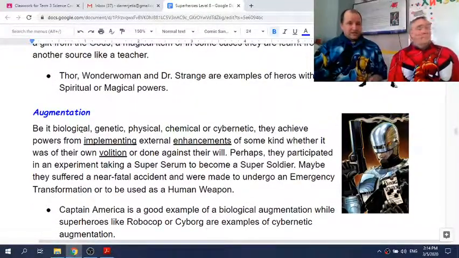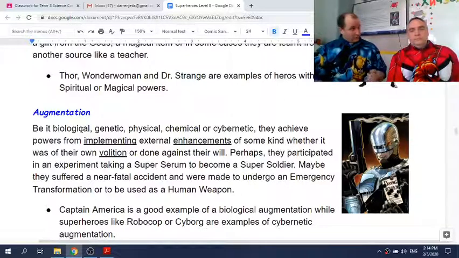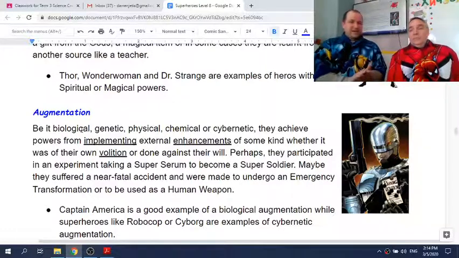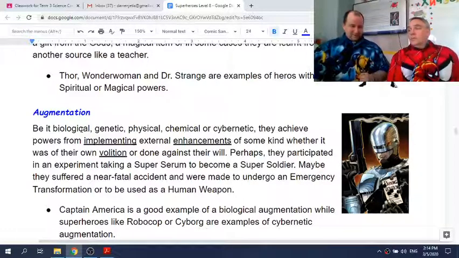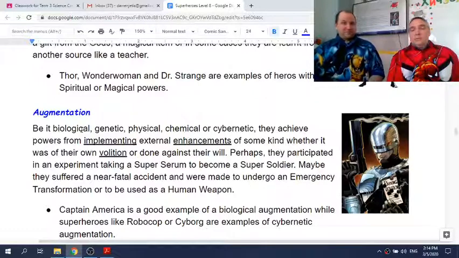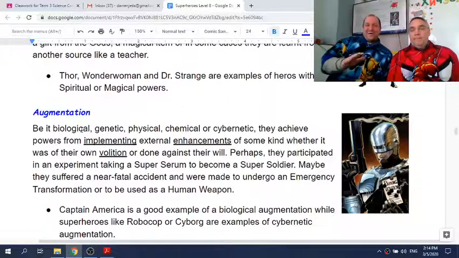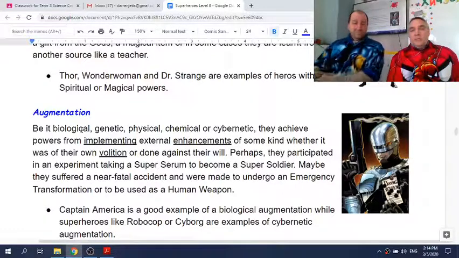Okay, here's some that you're familiar with. Captain America, he was given the soldier serum, and if you've seen the movie, it follows the comic. He goes in a small, weak man. He comes out Chris Evans, and you know that is a biological augmentation.